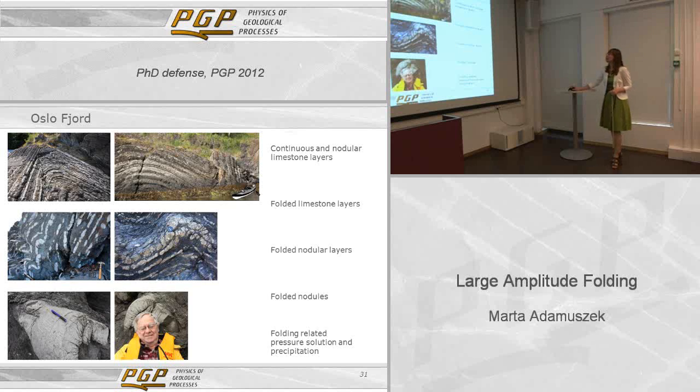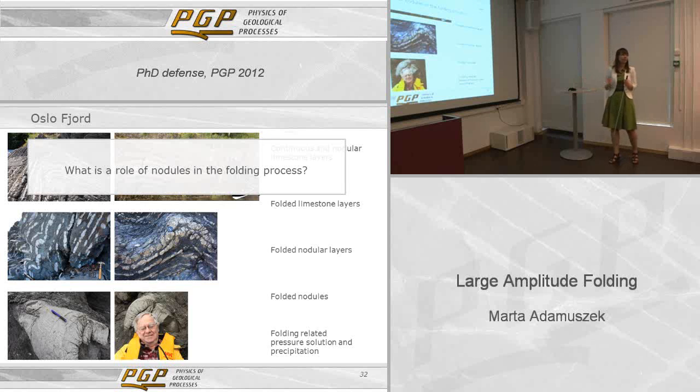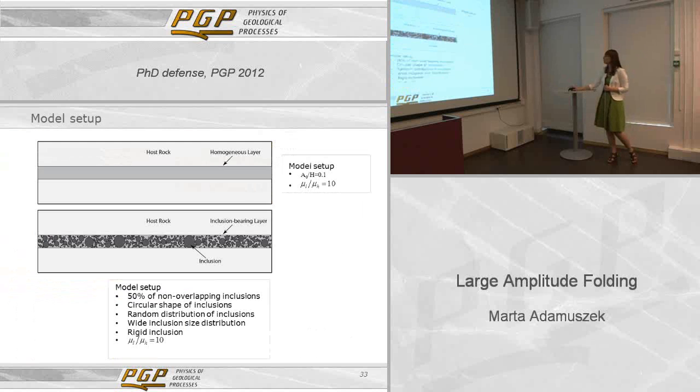But coming back to Oslofjord, now I could quantitatively describe the fold shape. I could understand why the folds develop, how the folds develop into large amplitudes. But there's still one question left: what is the role of nodules in the folding process?